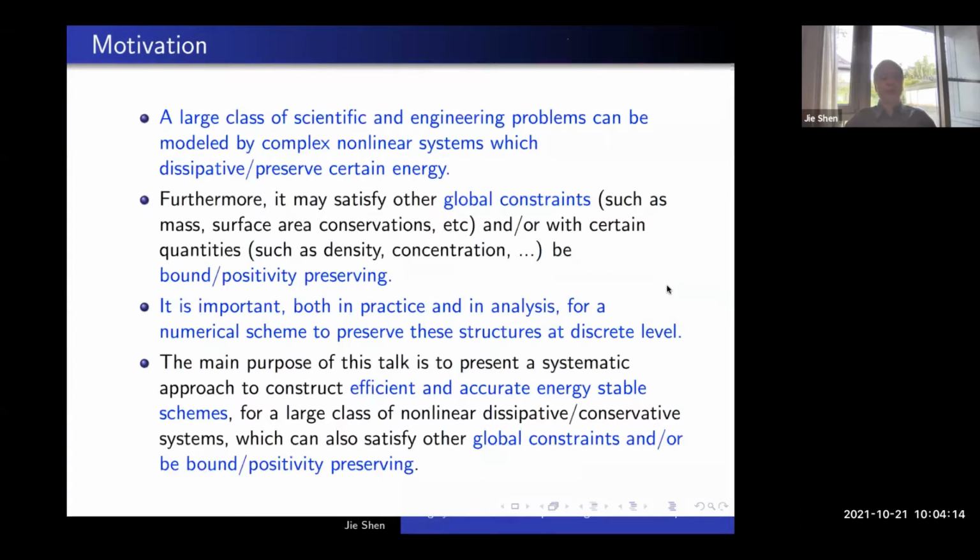So this is very important in practice and in analysis for the numerical scheme to preserve those structures at the discrete level. Because at the continuous level, you have those structures, but how to preserve those structures at the discrete level is usually not an easy task, especially if the systems are very complex.